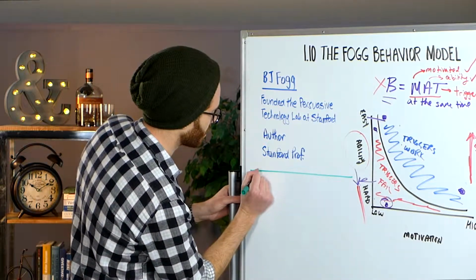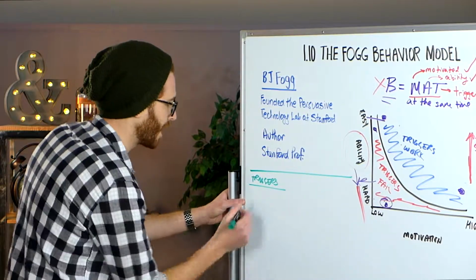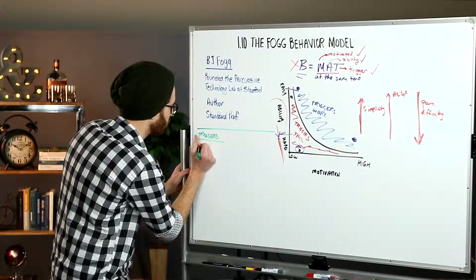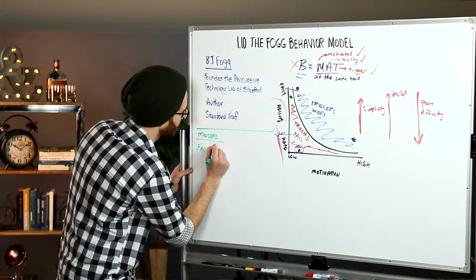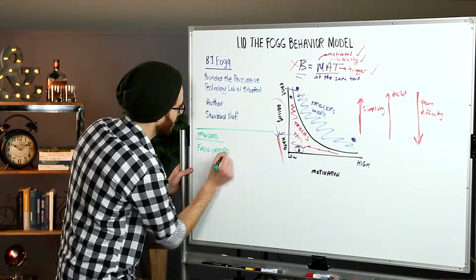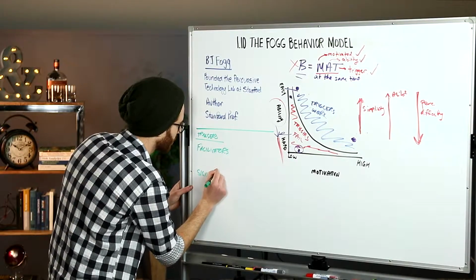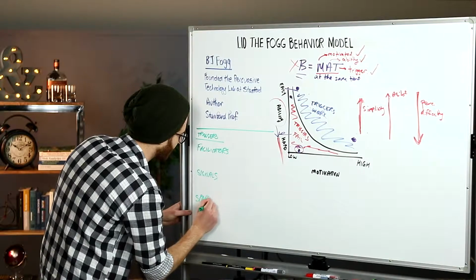So you have triggers. There are 3 main types of triggers. And I'm not making this stuff up, this is all the Fogg Behavior Model. You have facilitators, you have signals, and you have sparks. Really the sparks should be above signals, but it's okay.